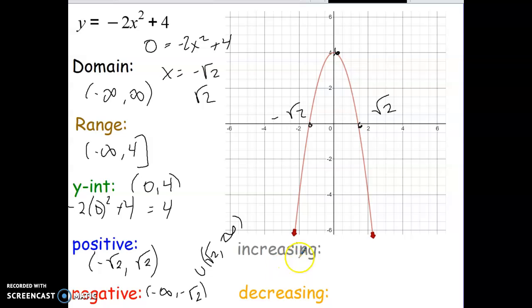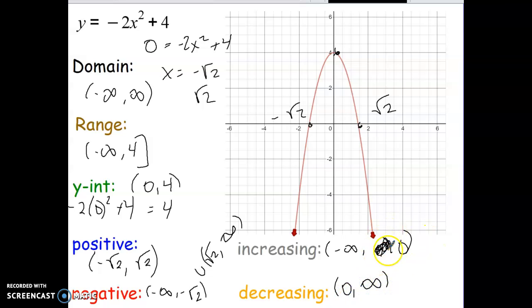Okay, increasing. So what does increasing mean? Well, increasing means it's going up. And as I move across the graph from left to right, I can see that it's increasing right here. So that increasing value is from negative infinity up to that vertex. And I always want to use my x values. So that's going to be 0. And then decreasing, well, that's here. Decreasing on the other side of the vertex. And that's from 0 to infinity.